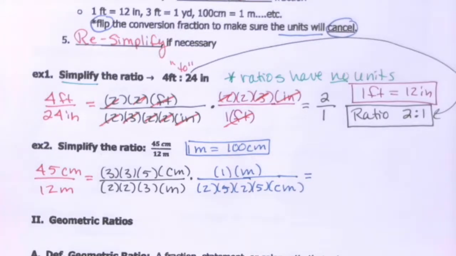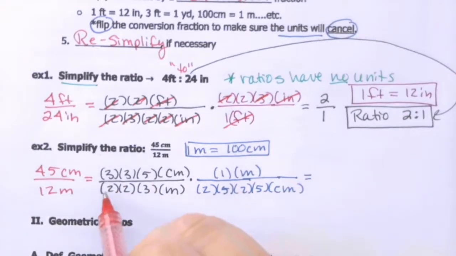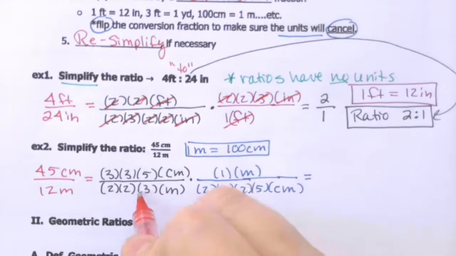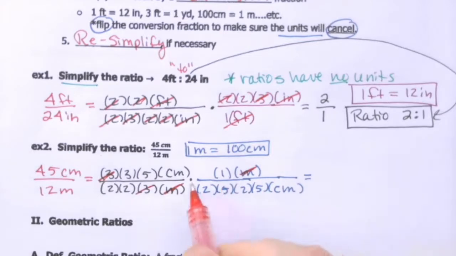Again, we're multiplying by the conversion fraction to make this a ratio. Ratios don't have units. Okay, let's divide out what we can. 2, there are no 2's on the top. 3 will divide into 3. Meters into meters. I have a 2, but none on the top.